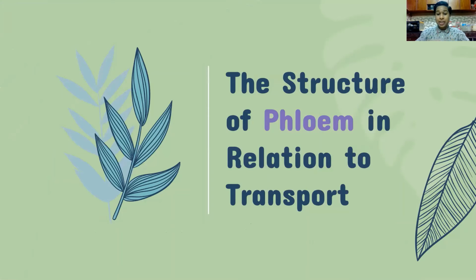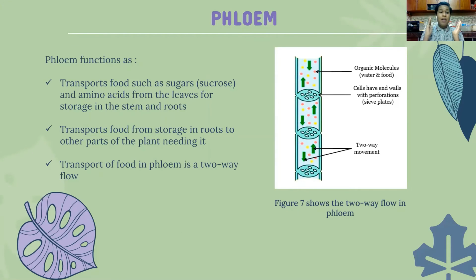Now we'll look at the structure of phloem in relation to transport. Phloem functions to transport food such as sugars, also known as sucrose, and amino acids from the leaves for storage in the stem and roots. As you all know, plants do photosynthesis to produce food. The food is in the form of sugar and amino acids, and the produced food will travel along the phloem in order to be stored in the stem and roots.